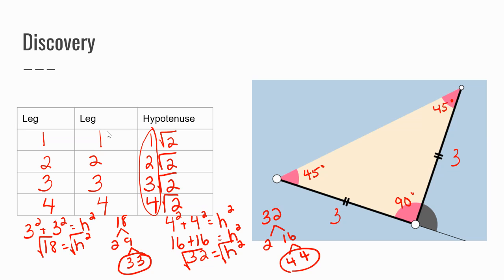So whenever we have a 45, 45, 90 degree triangle, your legs are going to always be the same. And then your hypotenuse is always your leg times the square root of 2 every single time.